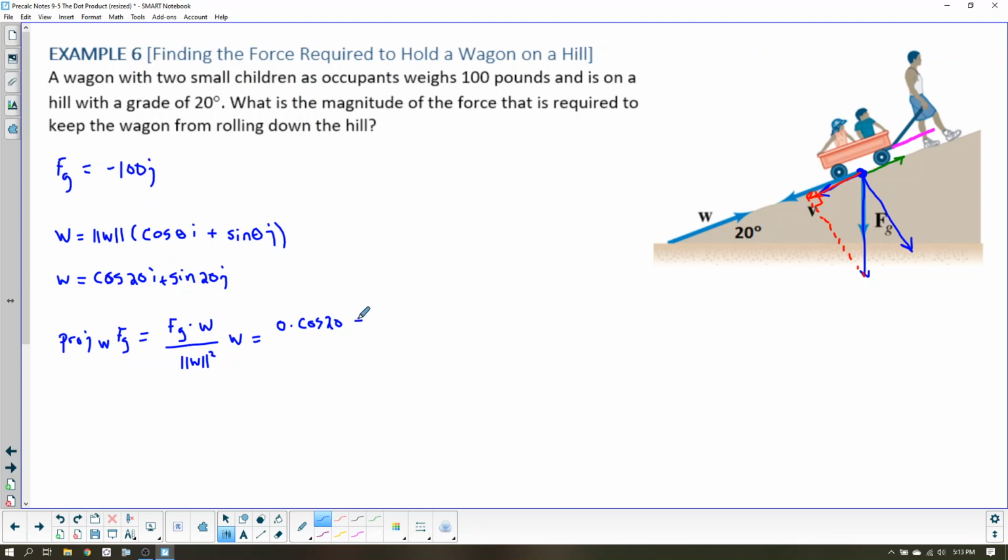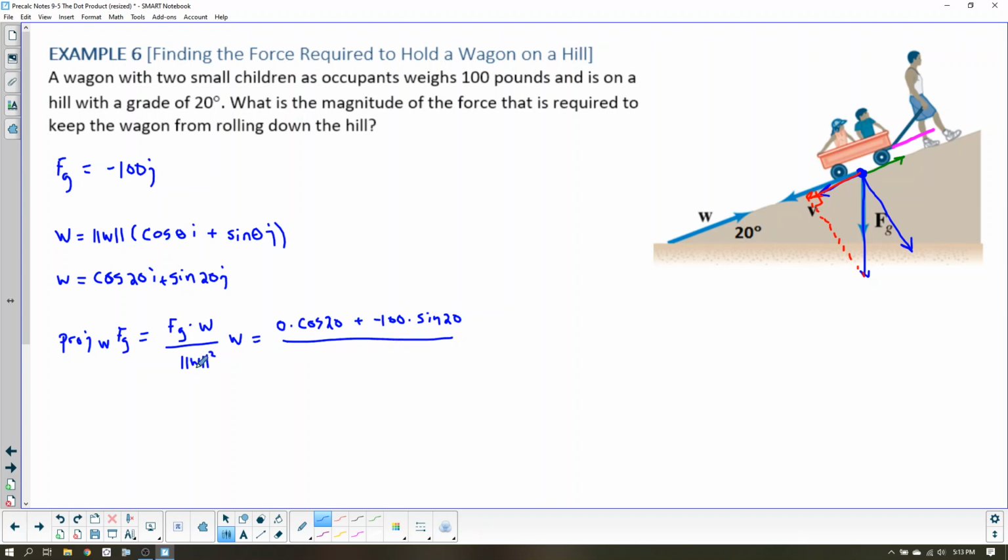Well, this one has a negative 100 times the vertical component of this, which is sine of 20. All right, it's the product of the horizontals plus the product of the verticals. So that's the dot product.